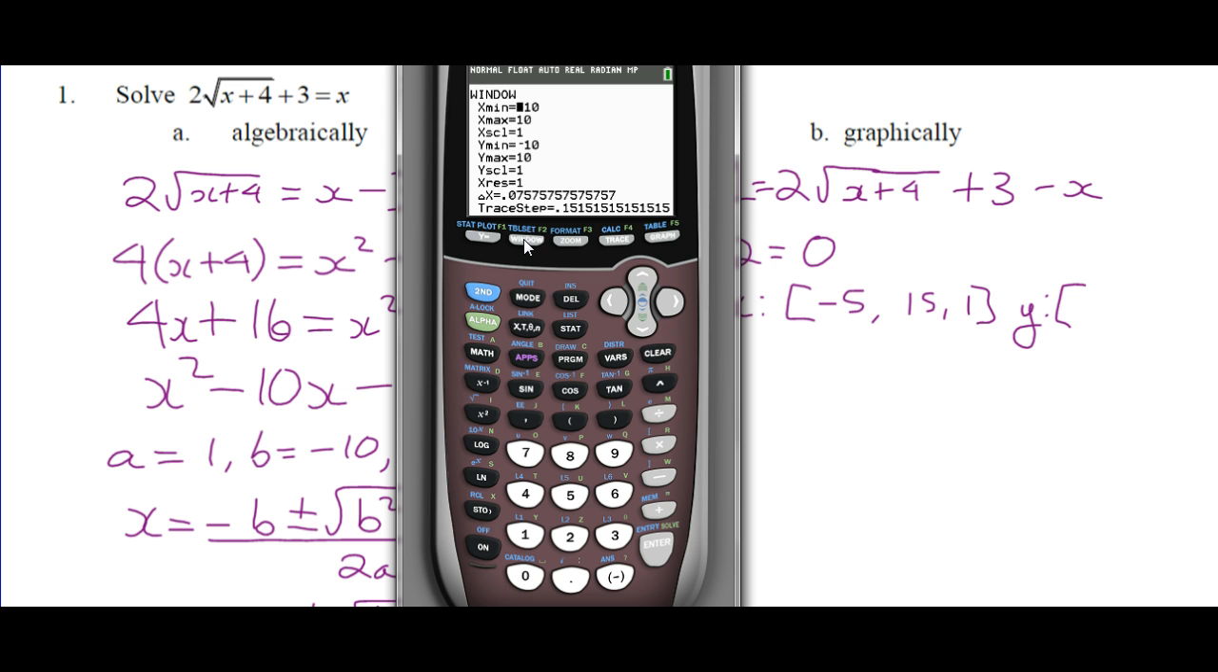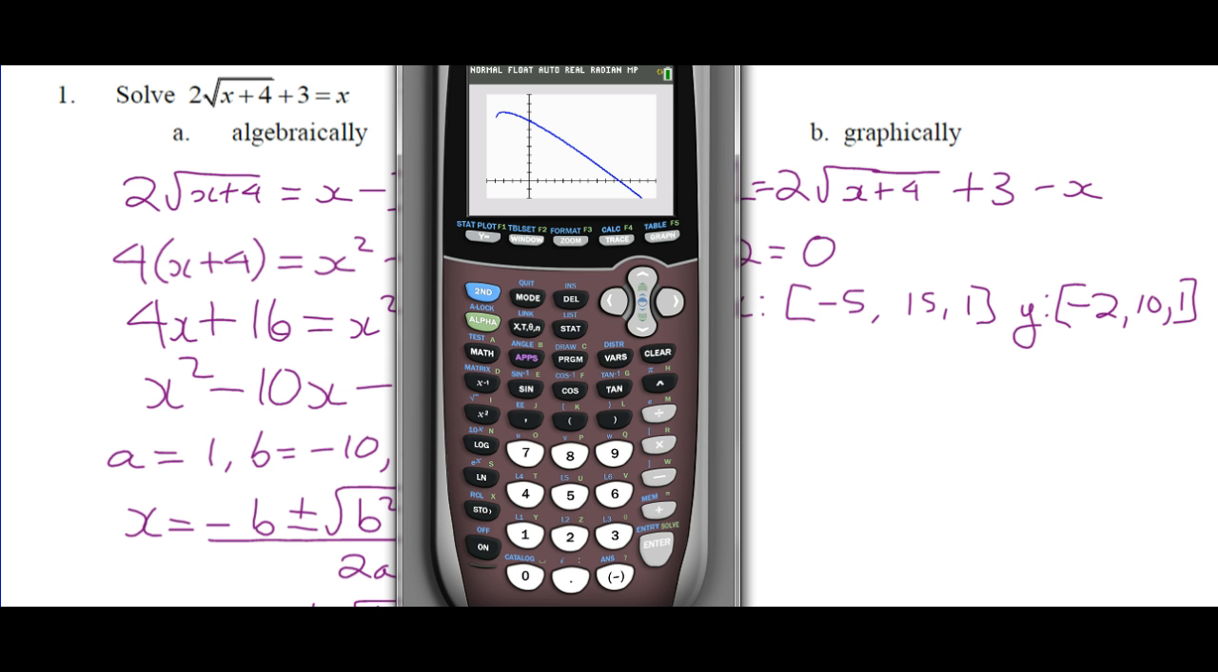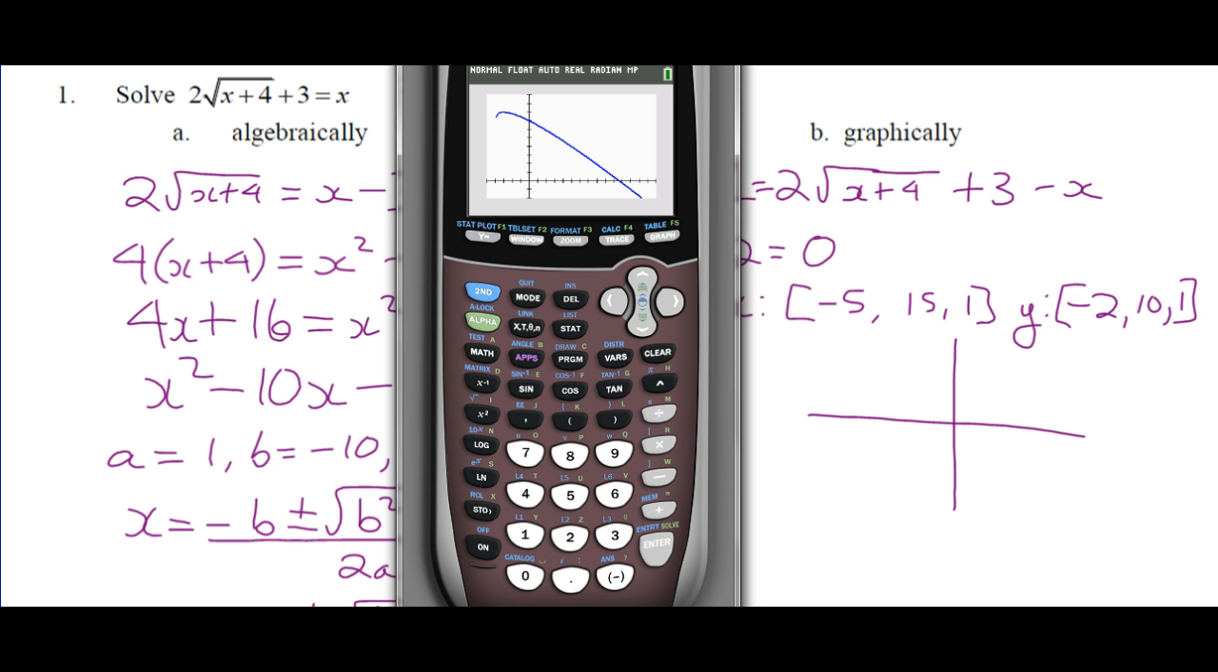So I'm going to readjust my window. So -5 to 15 should show me that. And a scale of 1. And let's say -2 to 10 with a scale of 1. And hit graph. Okay, sketch the graph. So it looks like this.